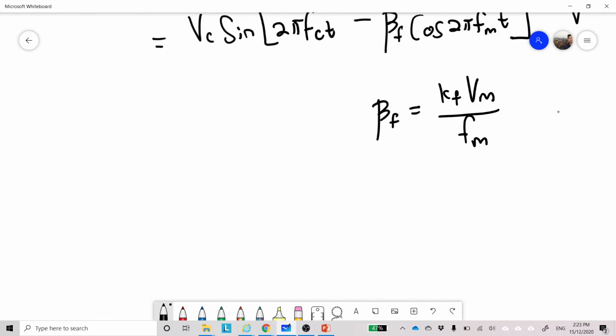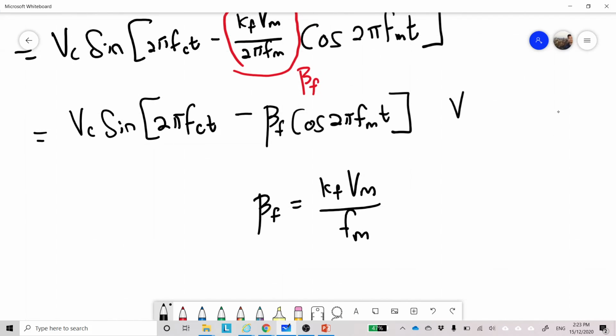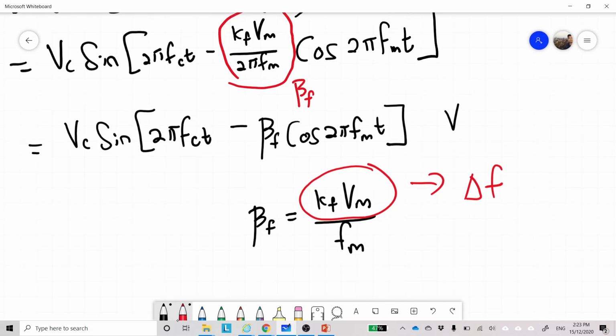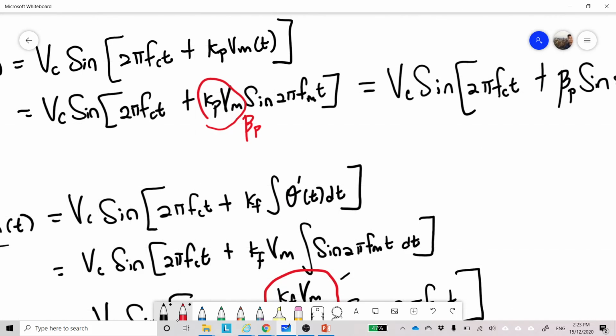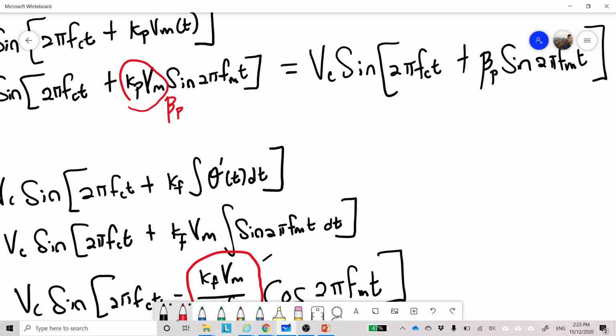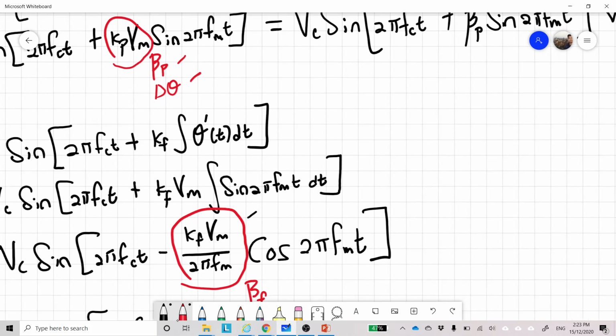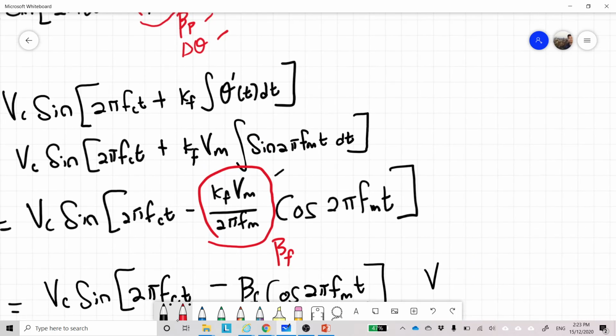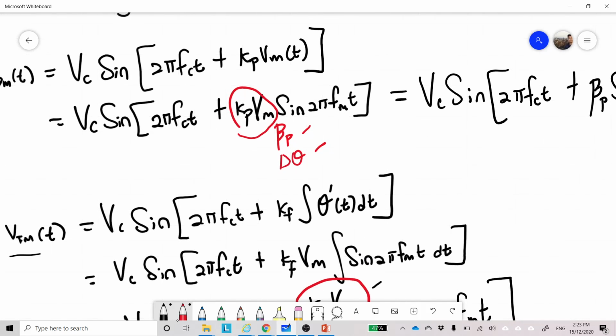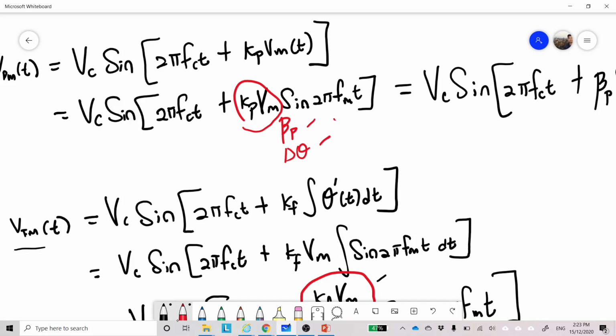Kemudian kita ada satu parameter lain yang dipanggil sebagai ini. So this KF VM is also known as the delta F frequency deviations, and this KPVM, okay, KPVM juga dipanggil sebagai delta theta. Okay, so you see that beta P and delta theta gonna produce the same parameter, okay, the same value. Okay, dia akan menghasilkan value yang sama, iaitu dalam sebutan radians.